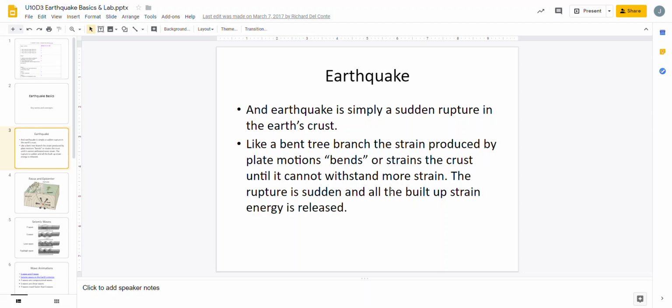Same for the Earth. The Earth will bend and build up that strain, and then when it can't bend anymore, it will rupture, and that rupture is the earthquake, and it releases the energy in the form of seismic waves, which we feel as an earthquake.